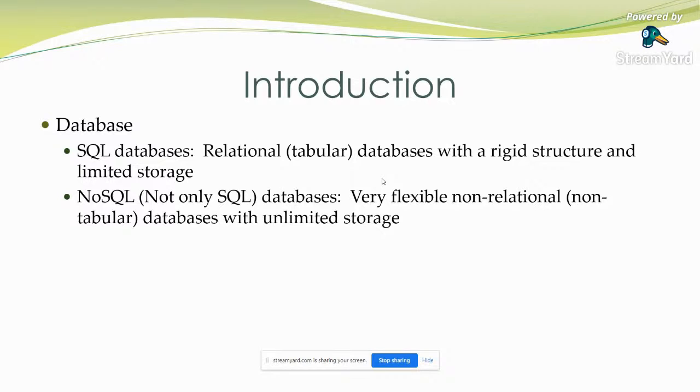So databases are of two types, SQL database and NoSQL database. SQL database is basically a relational database. It is in the format of a table. It is in tabular format. For example, an Excel sheet. In an Excel sheet, we have rows and columns. Similarly, in SQL databases, we have rows and columns which have a rigid structure and limited storage.